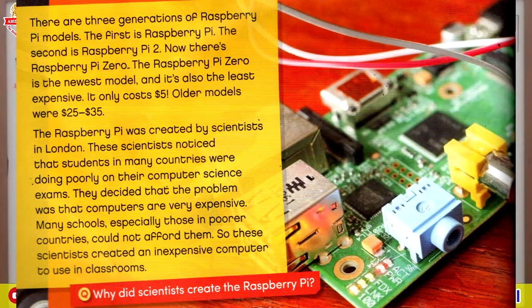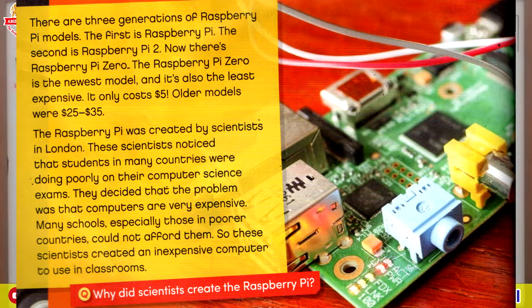There are 3 generations of Raspberry Pi models. The first is a Raspberry Pi. The second is a Raspberry Pi 2. Now there's a Raspberry Pi Zero. The Raspberry Pi Zero is the newest model and it's also the least expensive. It only costs $5. Older models were $25 to $35.